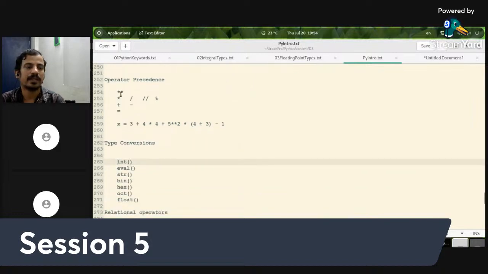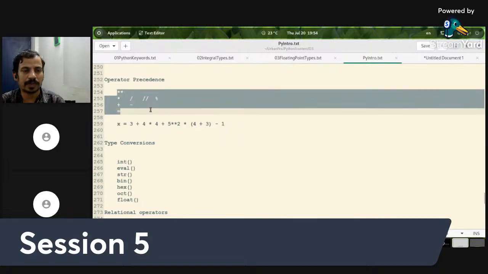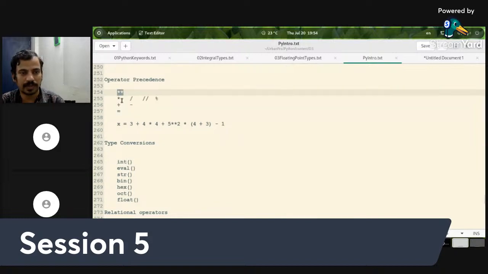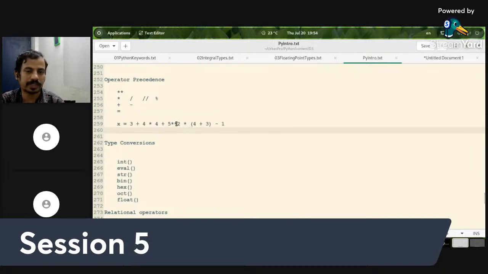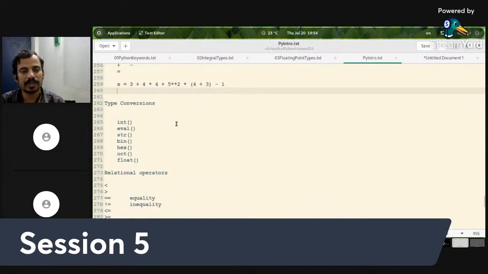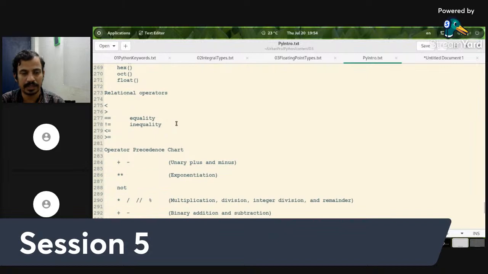Then we saw all these operators. The first one is the power operator, then multiplication, division, integer division, modulo, plus, minus, and assignment. Now when we have an equation which has multiple operators, the question is which operation should I perform first. For this we have something called operator precedence.